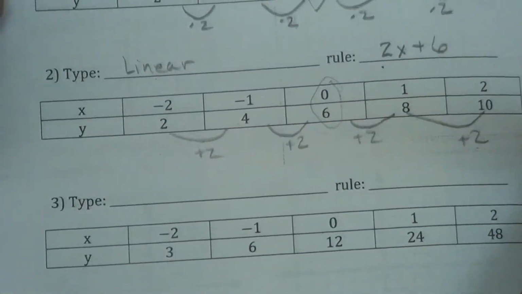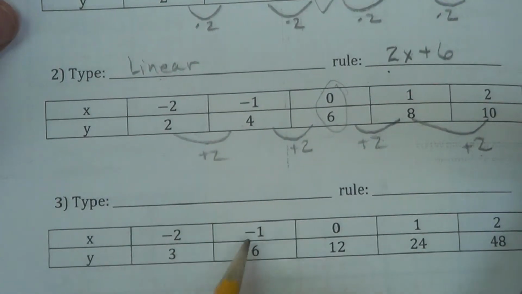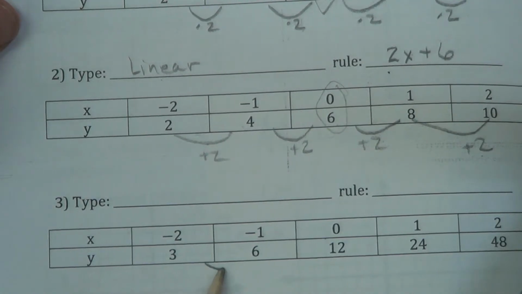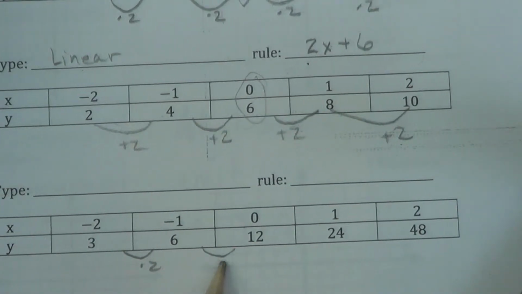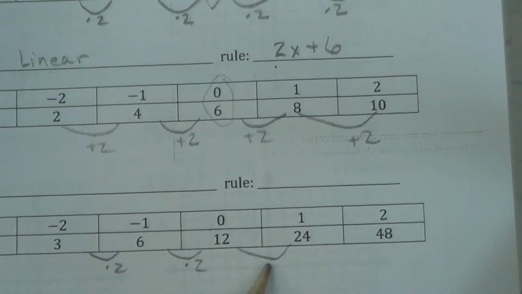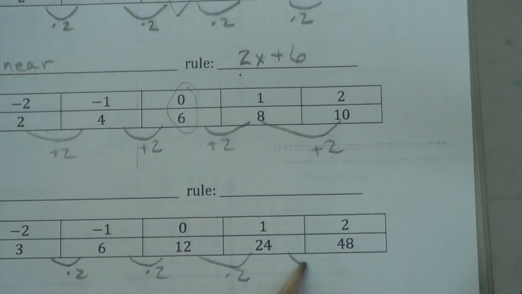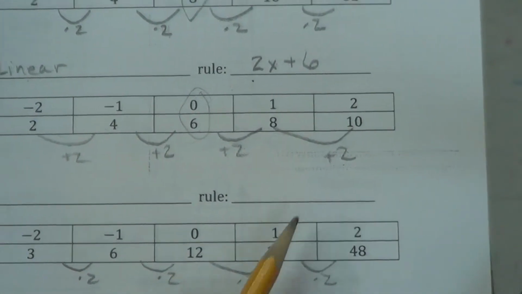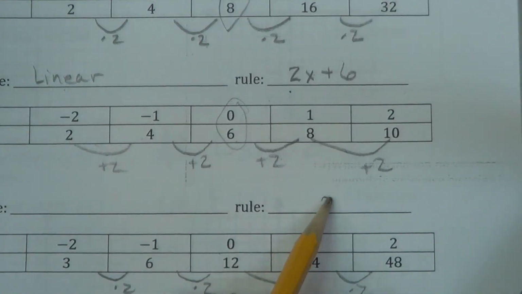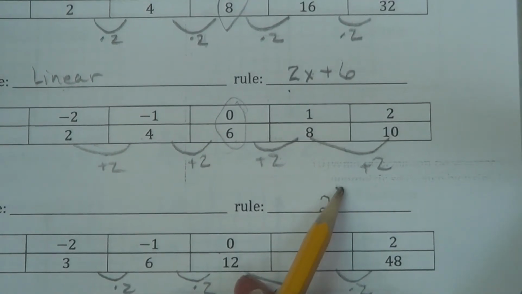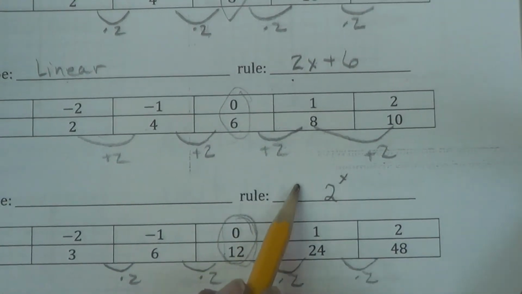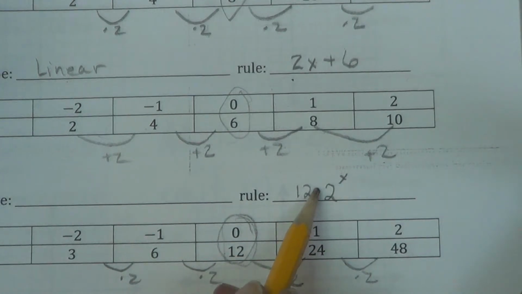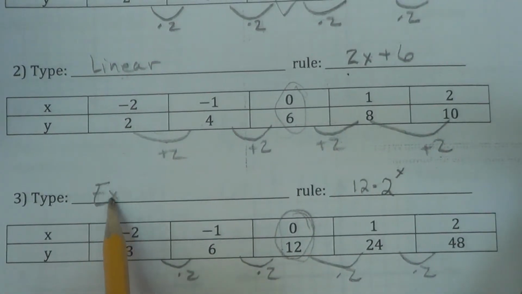Next one. It goes from 3 to 6. That could be plus 3 or times 2. Then it goes 6 to 12, so we can see it's times 2. Make sure it works for every number. 12 times 2 is 24. 24 times 2 is 48. So our rule is it's being raised by 2. Now our 0 value is 12, so we go 12 times 2. And that's an exponential.